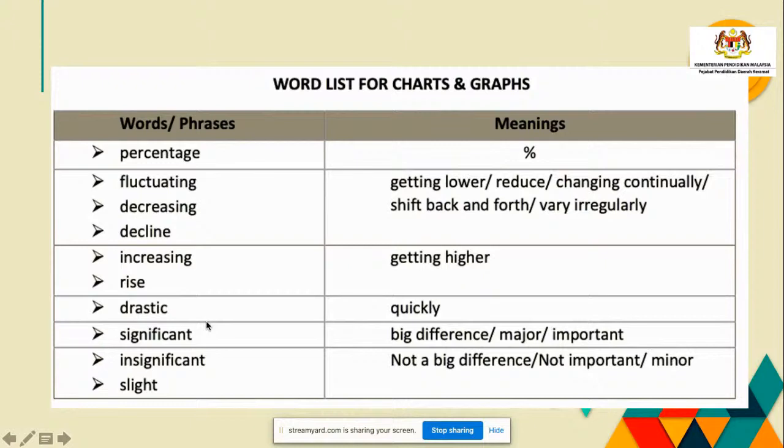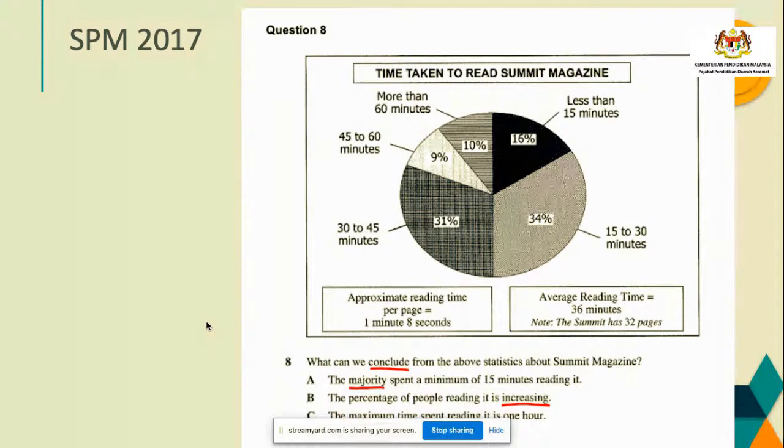Okay, alright, next. SPM 2017. So dia keluarkan soalan berbentuk pie chart. Okay, kalau bulat macam ni kita panggil pie chart kan? Okay, read the question. What can we conclude? Apa maksud conclude? Siapa boleh jawab? What can we conclude from the above statistics about Summit Magazine?